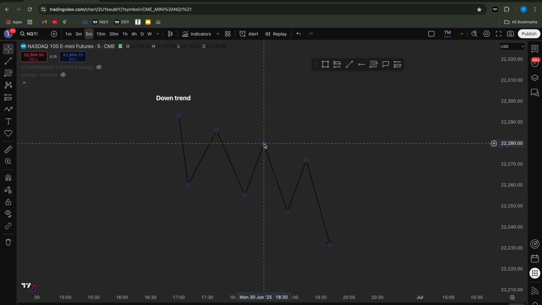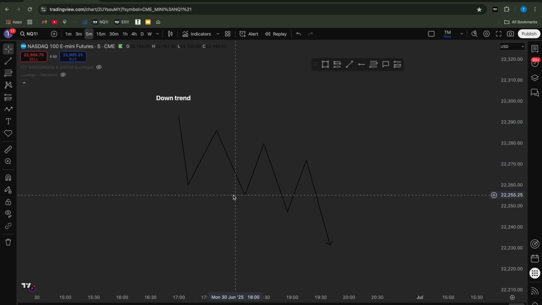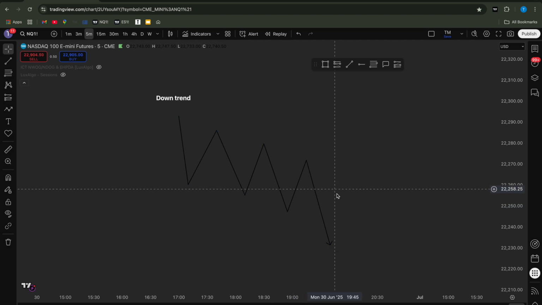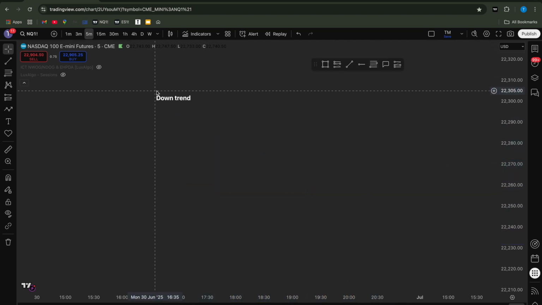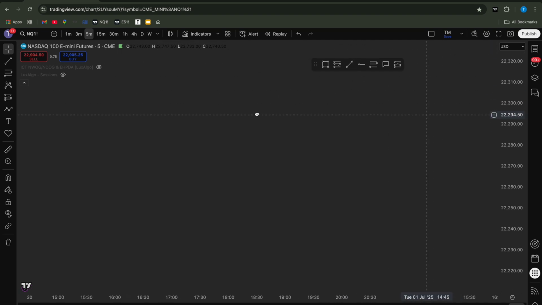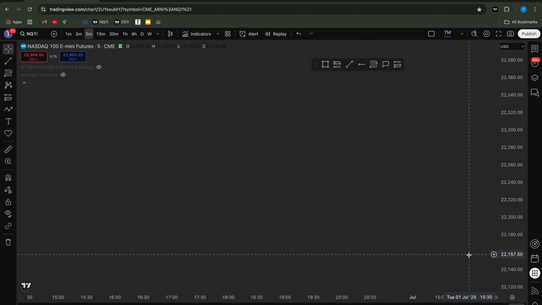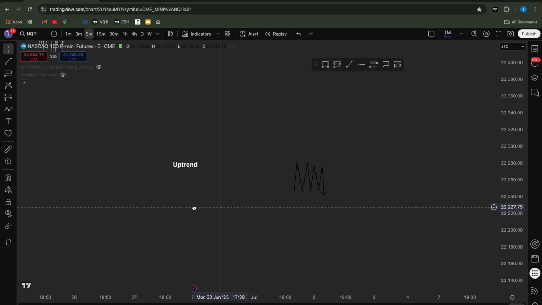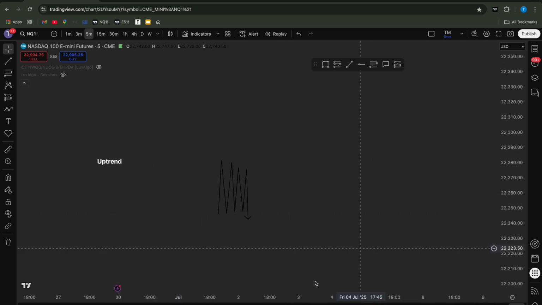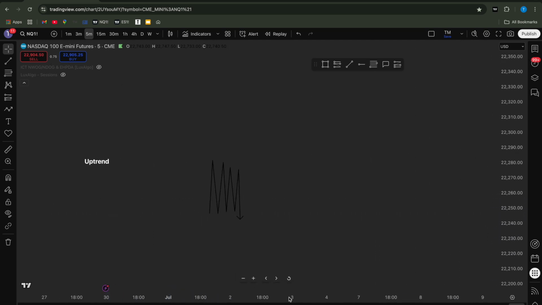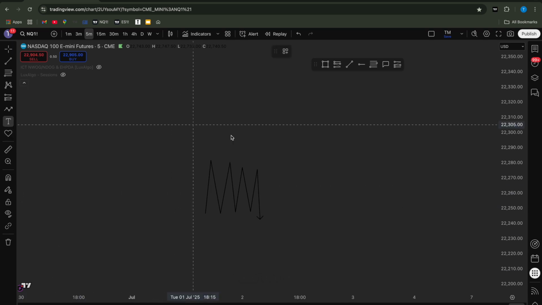And then price comes back up, makes a lower high, and then goes back down, sweeps this low and makes a lower low. Pretty sure you get the picture. So that's a downtrend. And last but not least, we've got the easiest one, and this is consolidation.